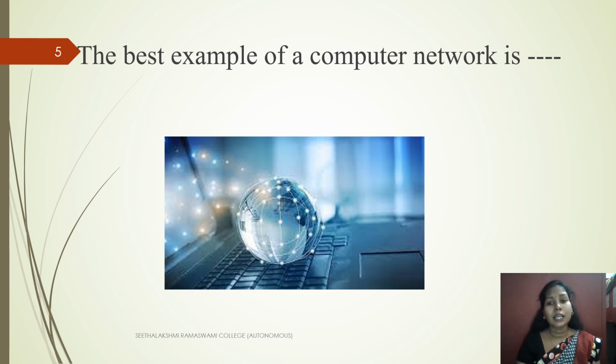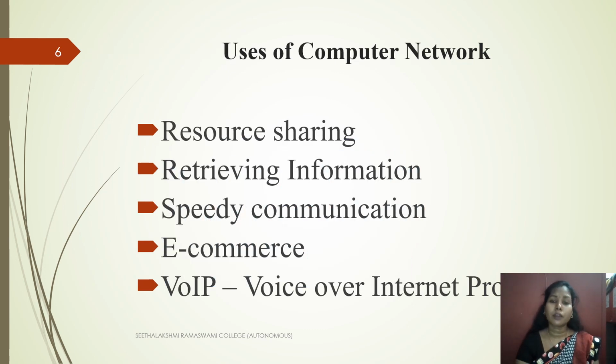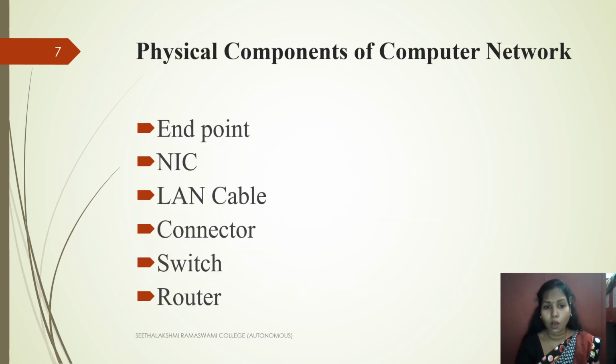Now, what is the best example of a computer network? The very best example of a computer network, which you can identify by seeing this image, is the internet. So the internet is a very good example of a computer network. Now, what are the uses of a computer network? The main uses are resource sharing, retrieving information, speed communication, e-commerce, and VoIP, that is Voice over Internet Protocol.